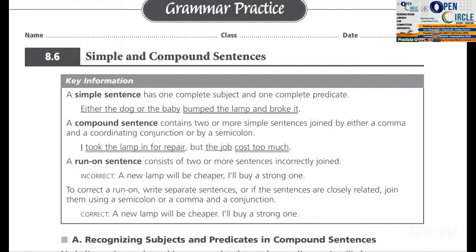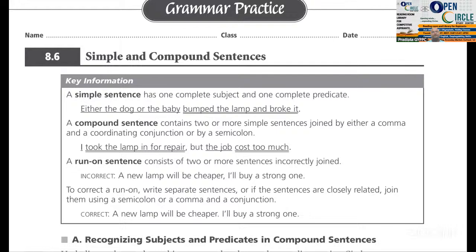So it is a type of sentence in which there is a complete subject or complete predicate. Yes, that's it. A simple sentence is a sentence where there is one complete subject and one complete predicate. That is called a simple sentence. What is a compound sentence, Swayam Prabha?